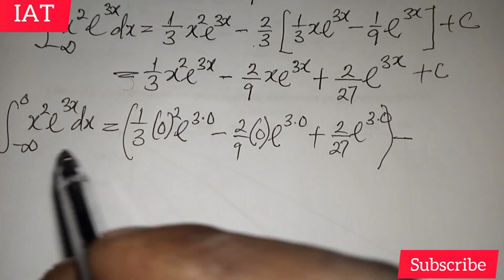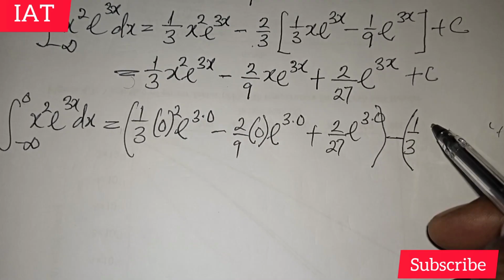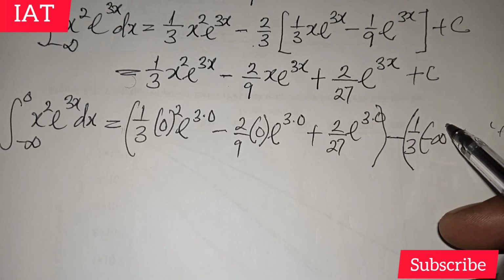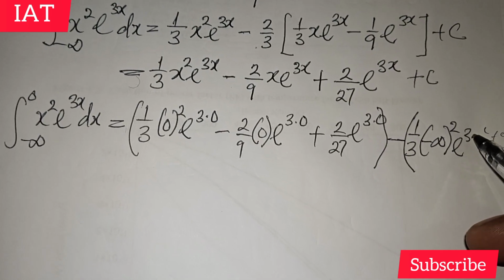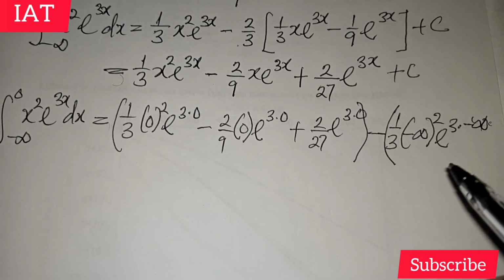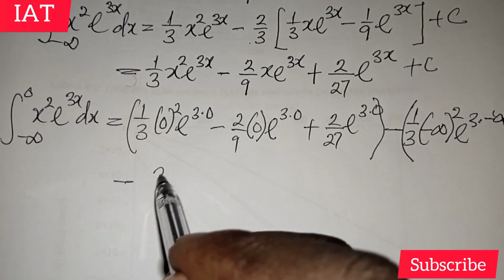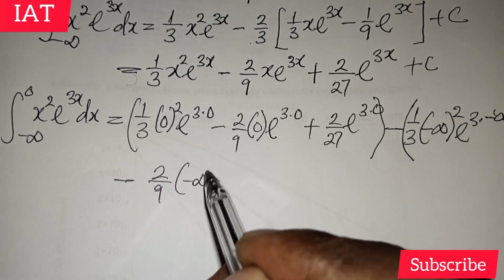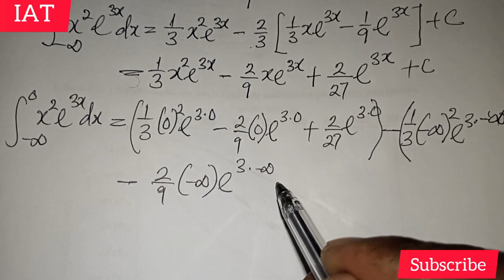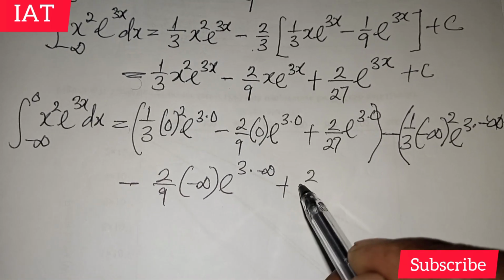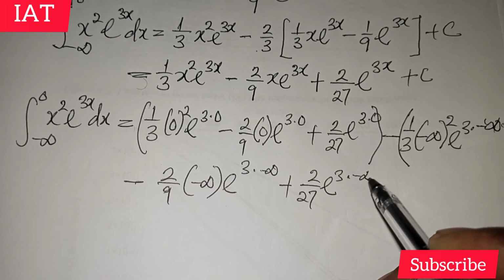So on the lower limit, we have 1 over 3 into negative infinity all squared exponential 3 multiplies by negative infinity. Alright, we have that to be minus 2 over 9 into negative infinity exponential 3 multiplied by negative infinity plus 2 over 27 exponential 3 multiplied by negative infinity.